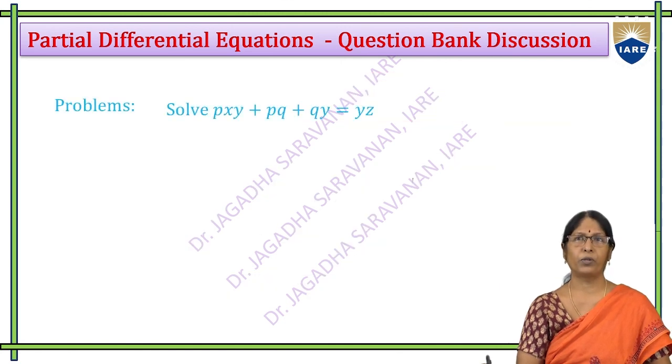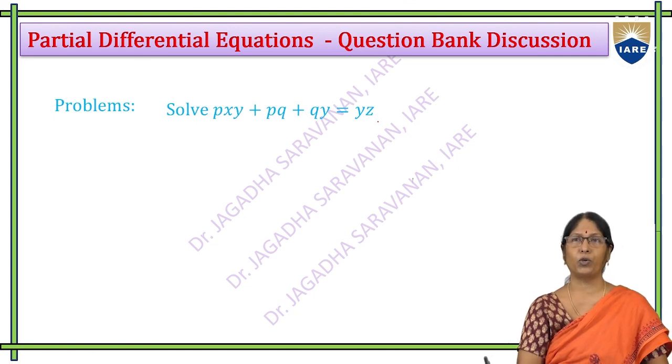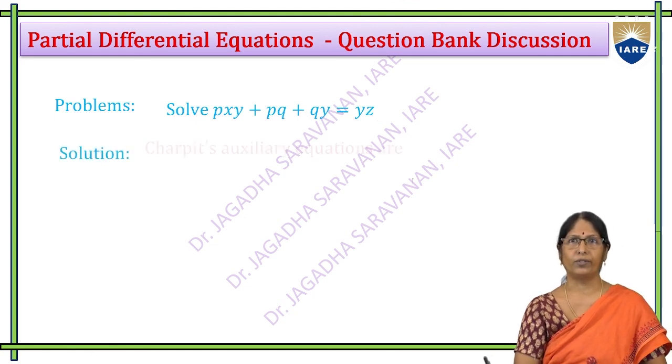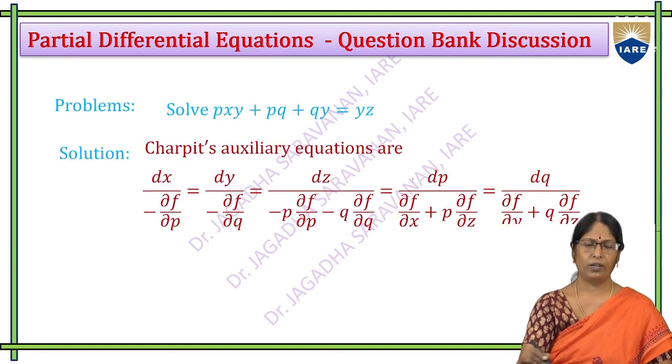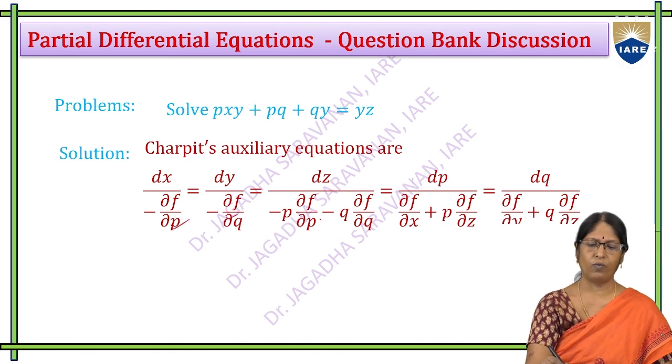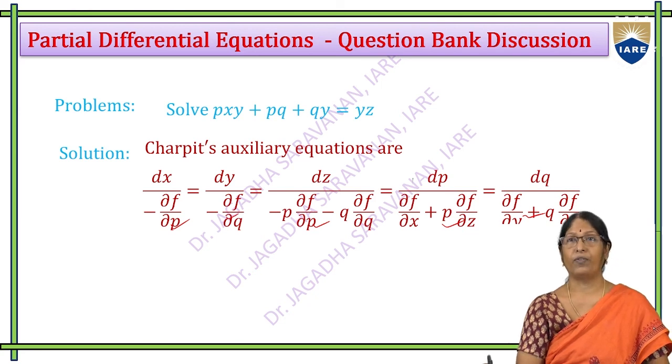So here is another question bank problem. This is the problem, p x y plus p q plus q y, which is equal to y z. Auxiliary equations are there. In the same manner, we will find all the term values, substitute in the particular places, and reach the result. First, among the 5 members, we will select any 2 members which are easy to integrate, and we will obtain the result of p and q.